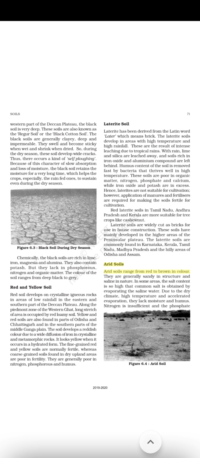Arid soils. Arid soils range from red to brown in color. They are generally sandy in structure and saline in nature. In some areas, the salt content is so high that common salt is obtained by evaporating the saline water. Due to the dry climate, high temperature, and accelerated evaporation, they lack moisture and humus. Nitrogen is insufficient and the phosphate content is normal.